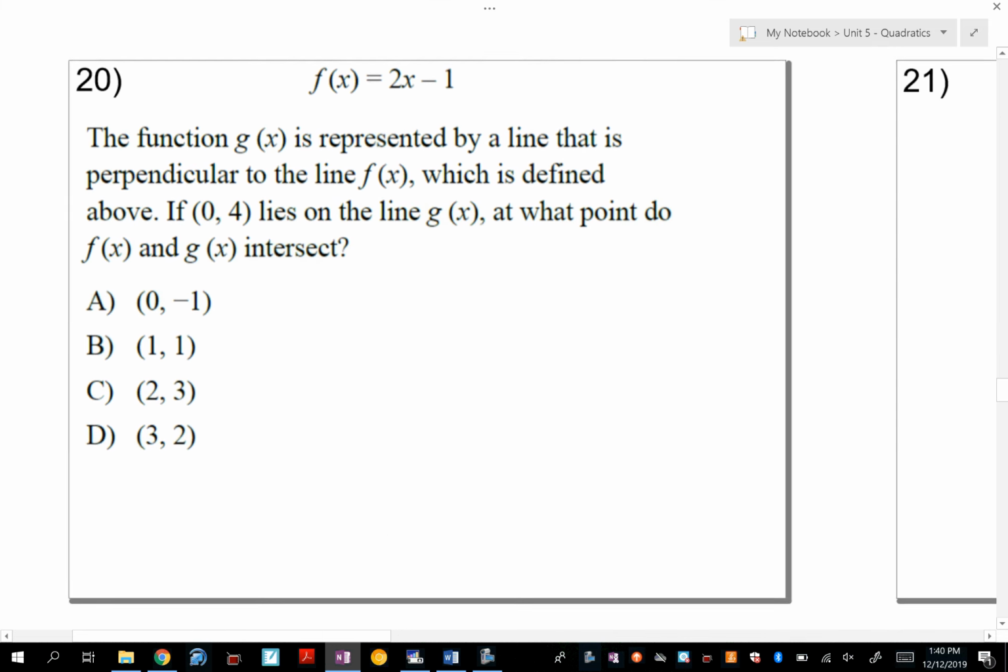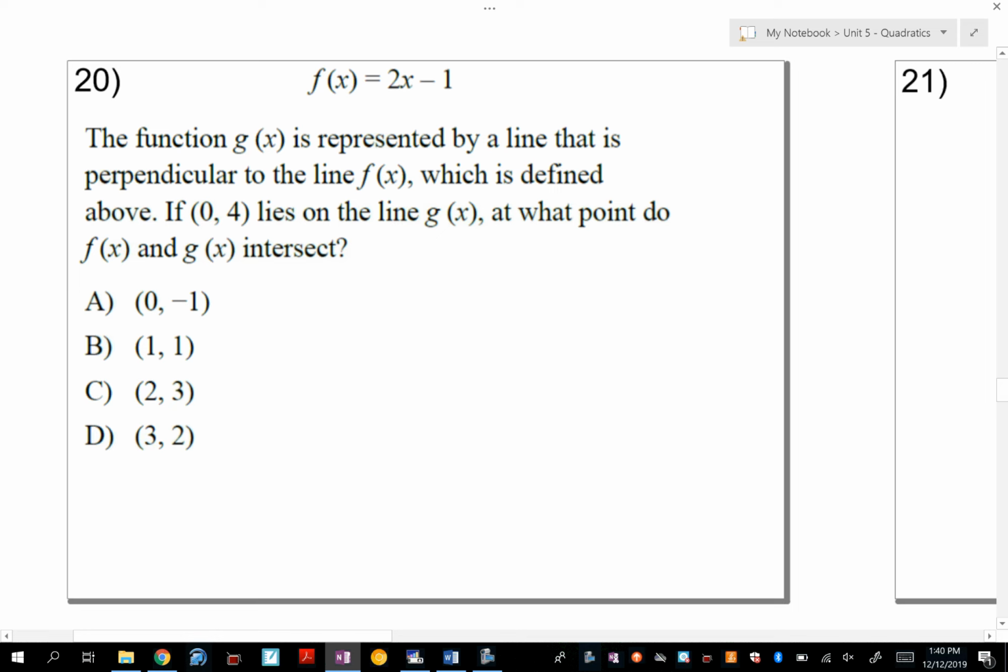Okay, number 20 says we have a function, f of x. What do you notice about this function? Slope intercept, which means it's a line. It's a line, okay? So we'll make sure we're all good there. It's been a while since we've done lines. It says there's another function, g of x, that's perpendicular to this line.